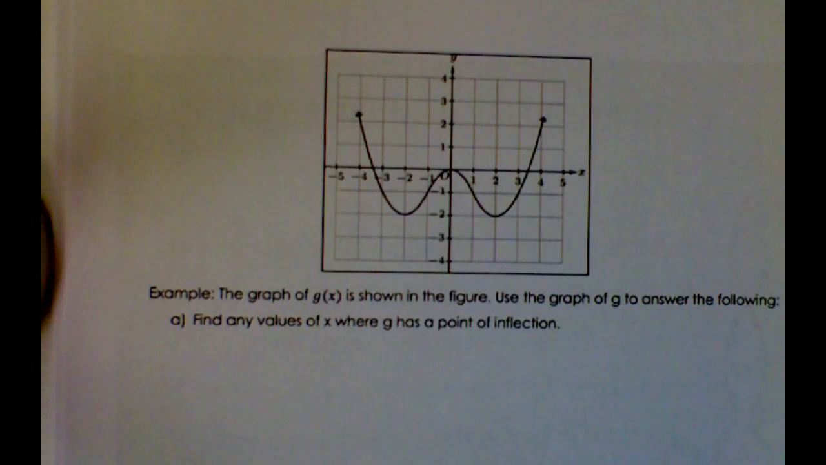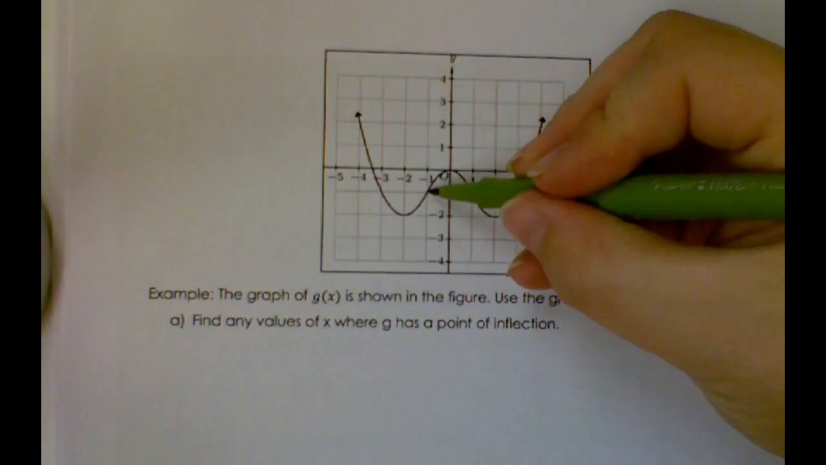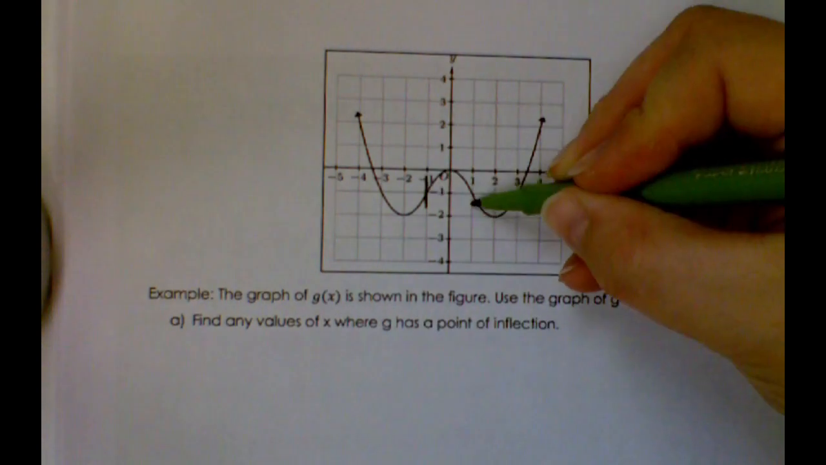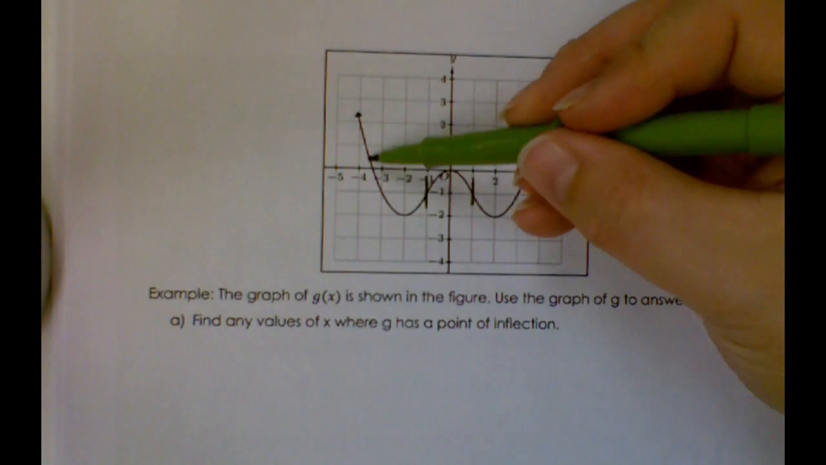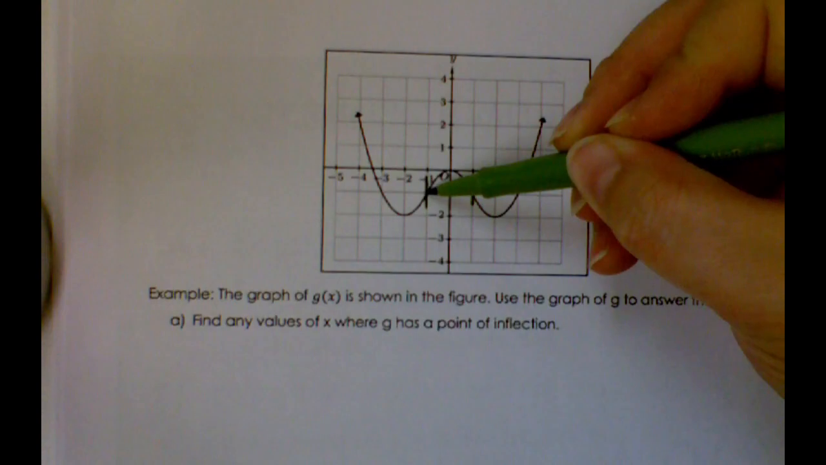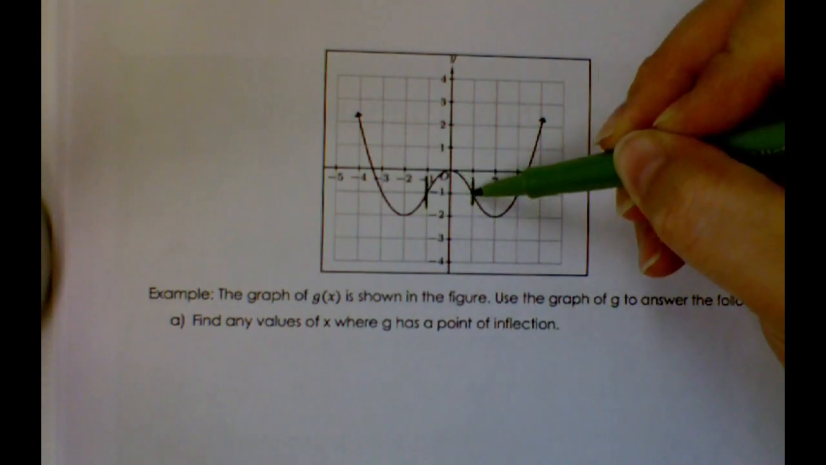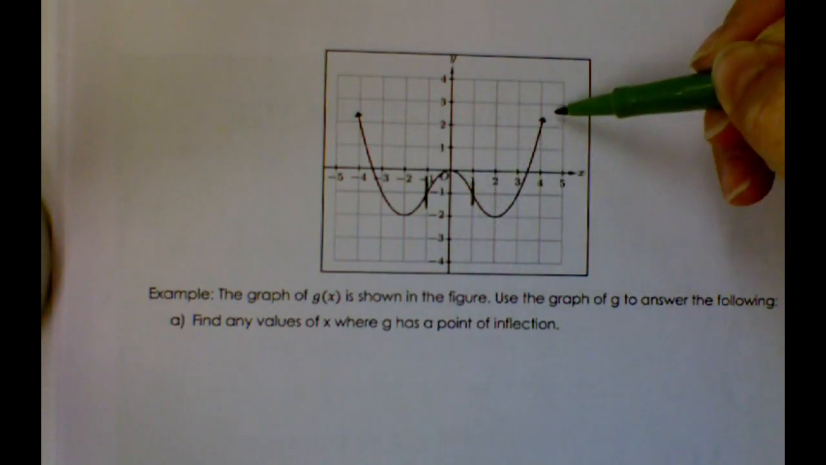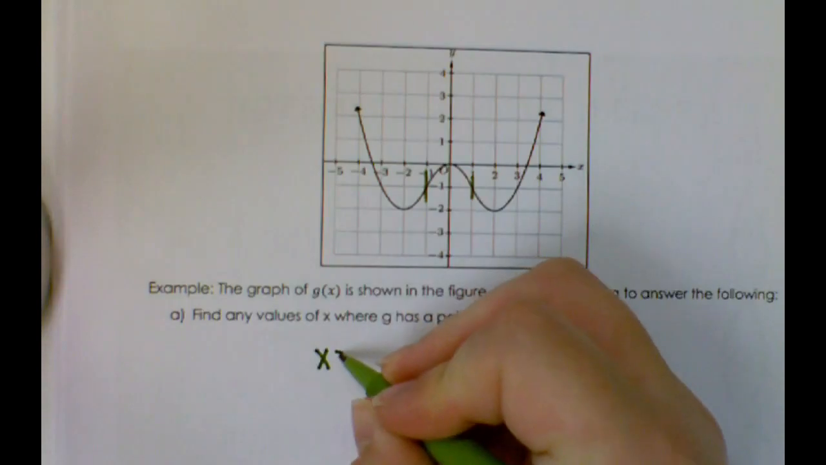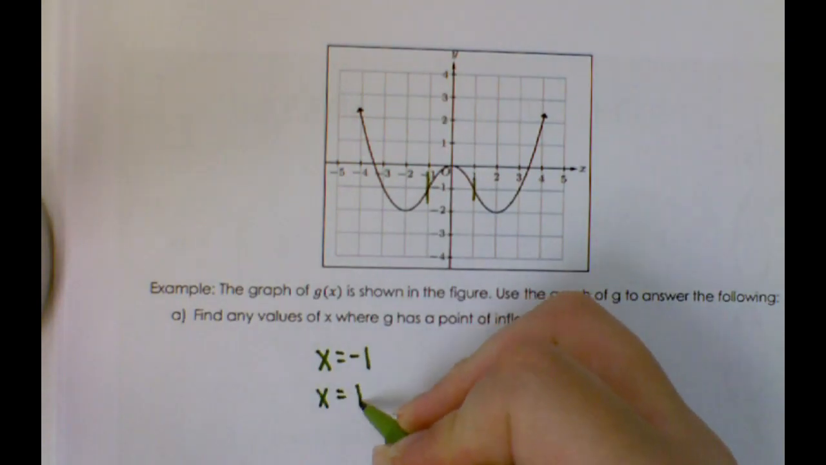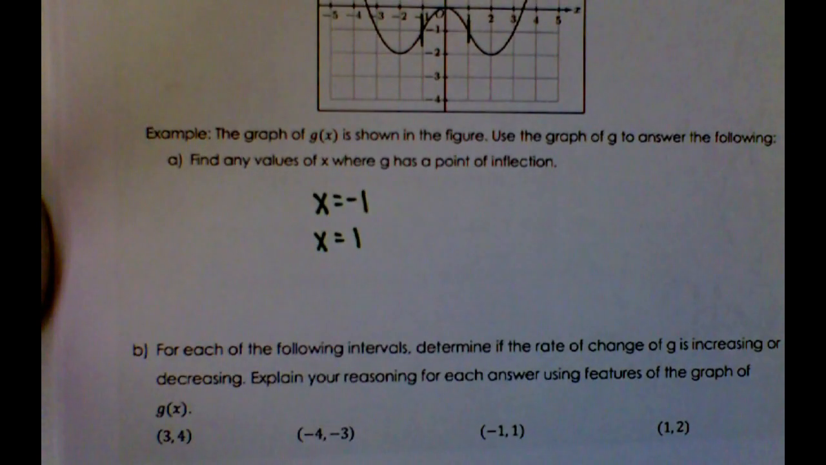So looking at this graph, we're going to find any values where g has a point of inflection. So anywhere that we switch from concave up to concave down. Well, it looks to me like we switch about here and about here. The graph is concave up until we hit -1, then it's concave down until we hit 1, then the graph is concave up again. So I would say our points of inflection are about -1 and +1. Then we're going to look at each interval here and determine if its rate of change is increasing or decreasing, and why.